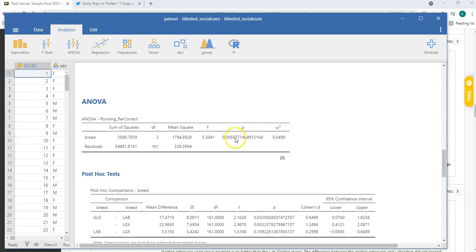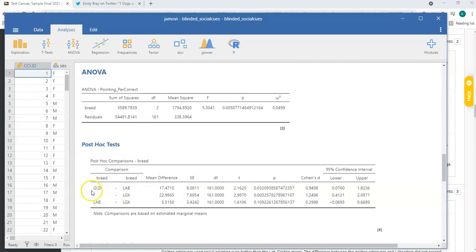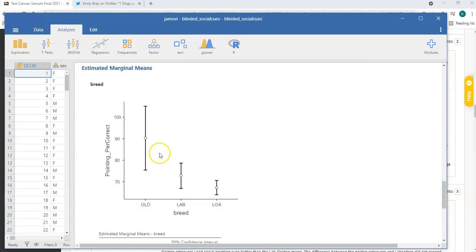All right, so we know now that we have very compelling evidence that, in fact, there are differences between the puppy breeds. And now as I look at the labels down here, we had a golden retriever and then a Labrador, and then the LGX, that's a mix. I believe that's a lab mix. So again, you want to interpret these. Which breed is better? Well, we'll need these details up here, but we can also come down here and look.